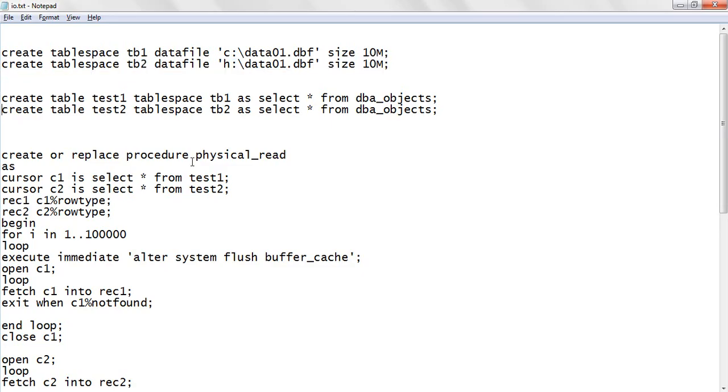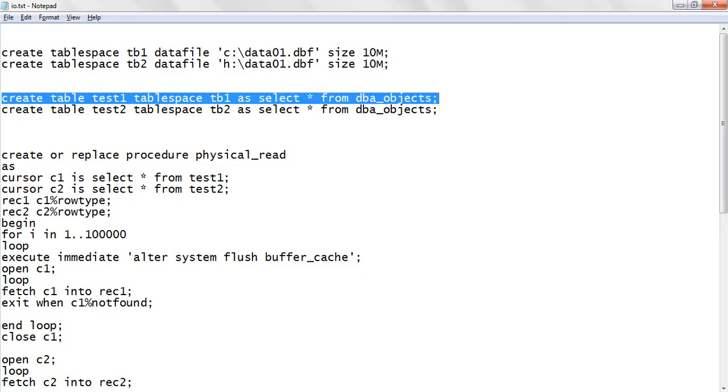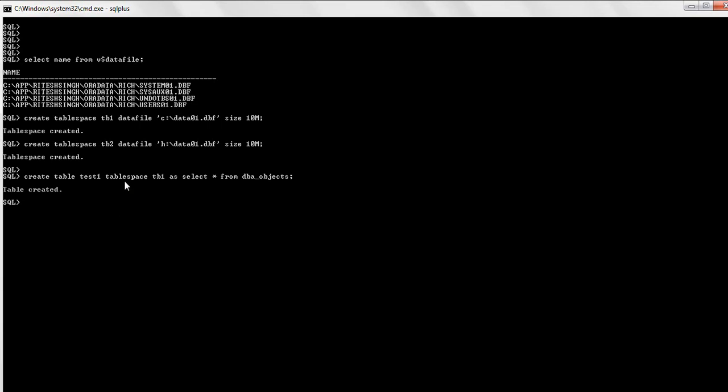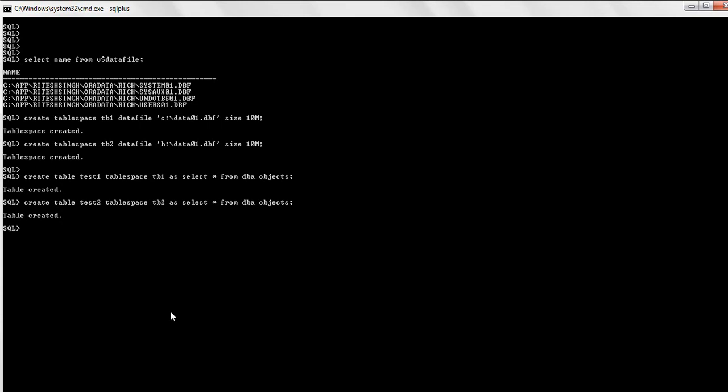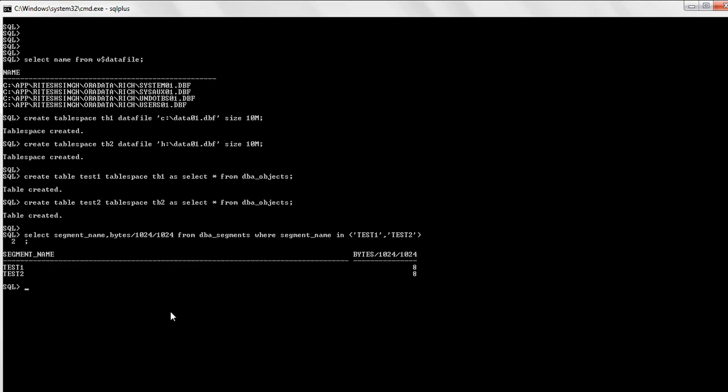Now let's create two tables which is of same size across these two table spaces. This is my table 1, which I have created on TB1, that is table space 1, and the second table which I have created on table space 2. Now if you look at the size of the tables at the database level, the size of the tables are same, both are of 8 MB.